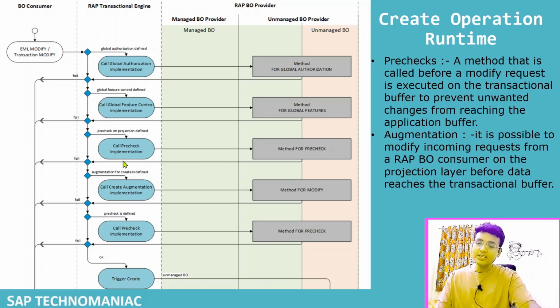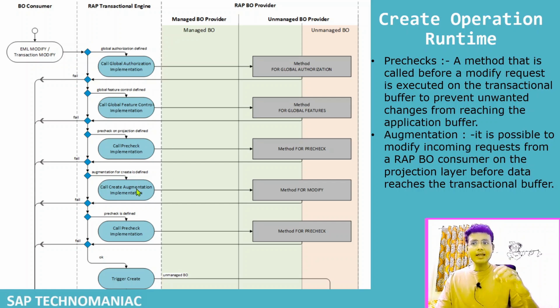So that validation we do in the pre-check. You can do that pre-check at the projection layer as well, and you can do that pre-check at the interface layer. If you did it at the projection layer, then this method will be called first at the projection layer, then it will call the augmentations.